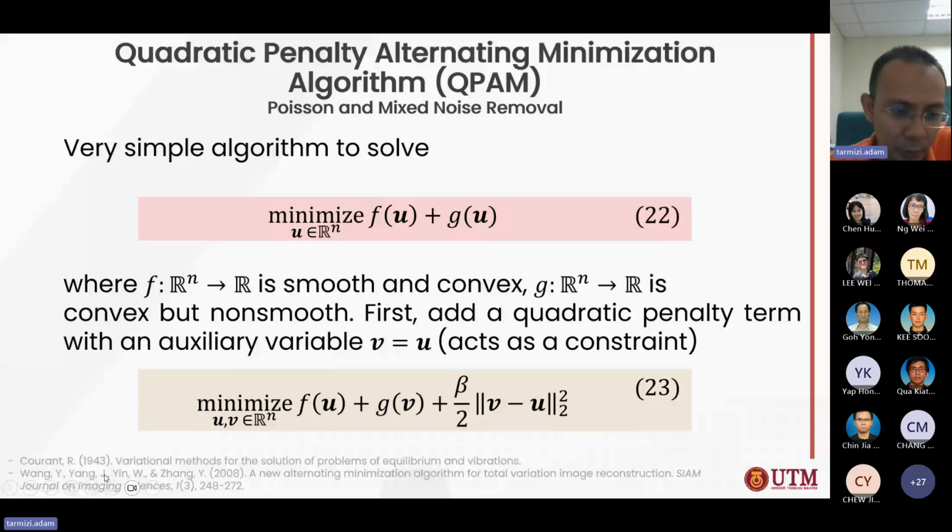Can be traced back to Richard Courant in 1943. And it has been successfully applied to image processing for total variation image denoising in this paper by Wang, Yin, and Zhang. Also a very highly cited paper in SIAM Journal on Imaging Sciences.